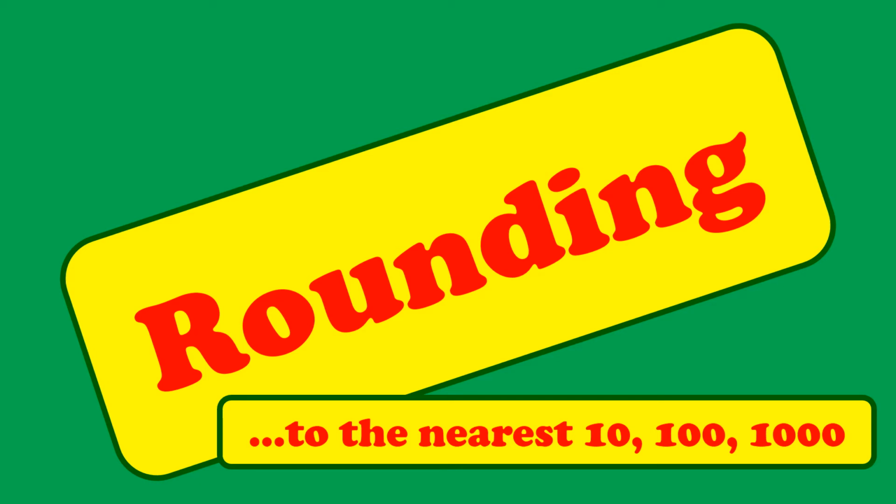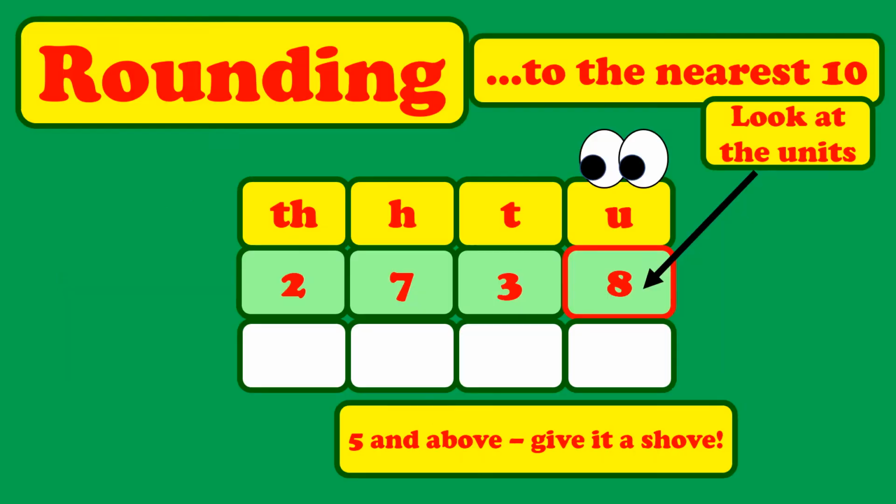Hello. Right, we're going to recap looking at rounding numbers to the nearest 10, 100 and 1,000. So to start with, we are going to look at the number 2,738 and we are going to round it to the nearest 10. So to round it to the nearest 10, we look to the column on the right, which is the ones or the units, and we look at the number in there, which is 8.